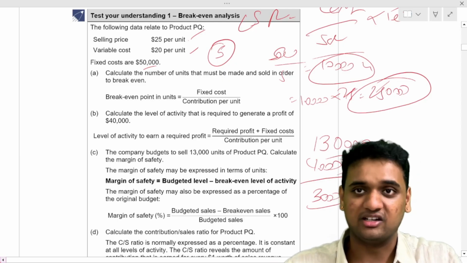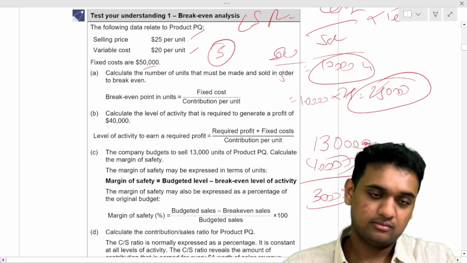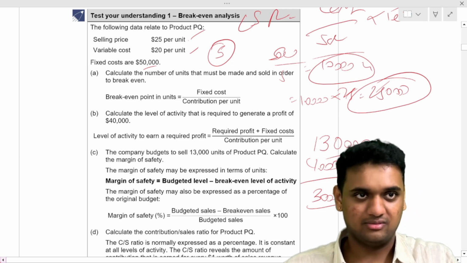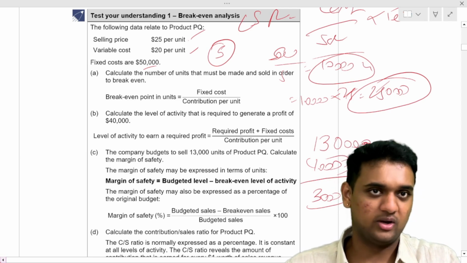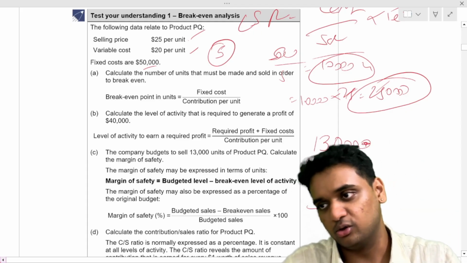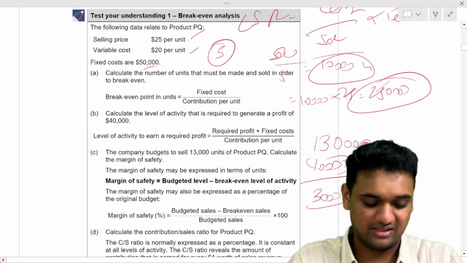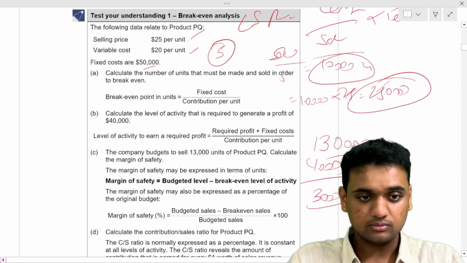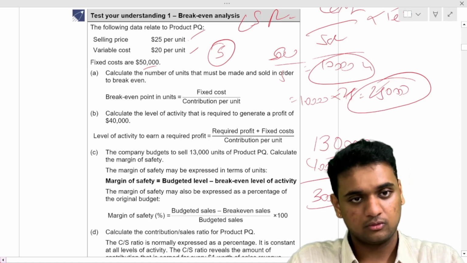What is break-even point percentage? 77. For the rest, you can either do 100 minus 23, or you can find 10,000 units divided by 13,000 units into 100, and you will get your break-even percentage. Understood all of you? Yes or no? Yes, sir.